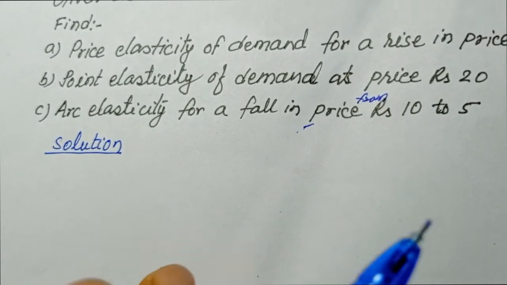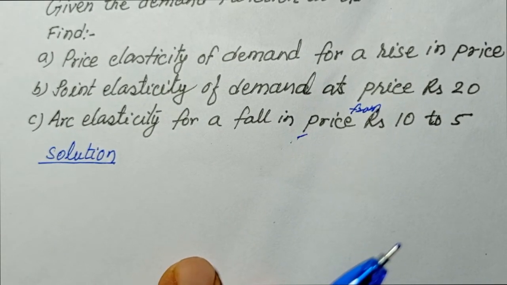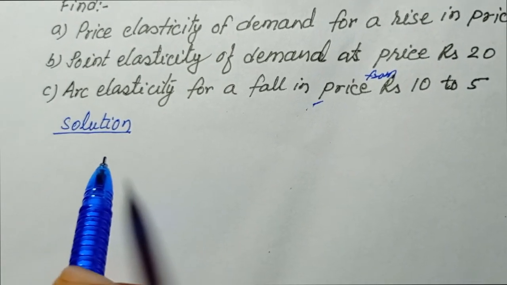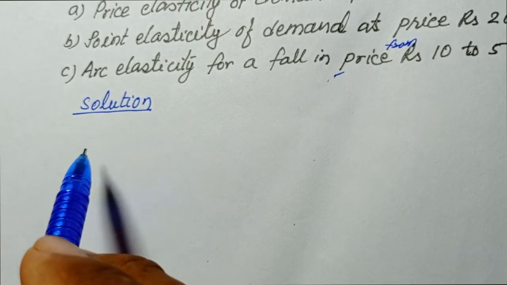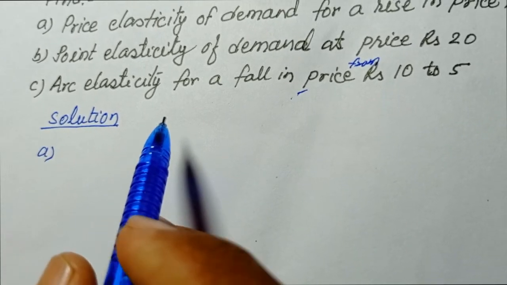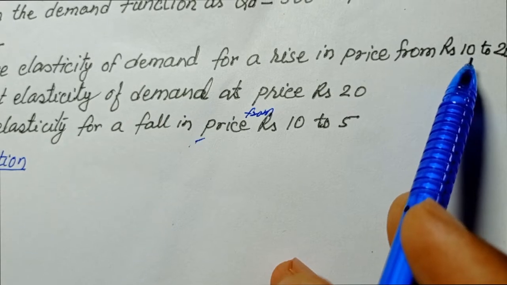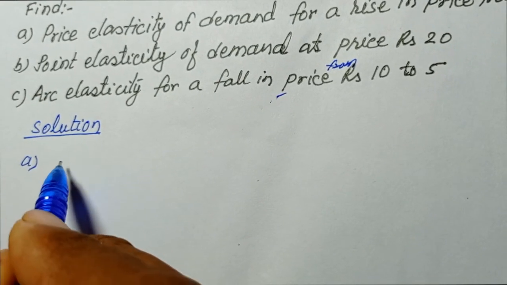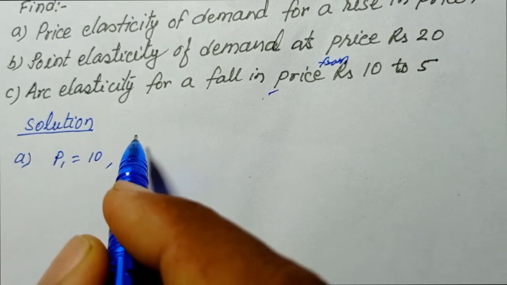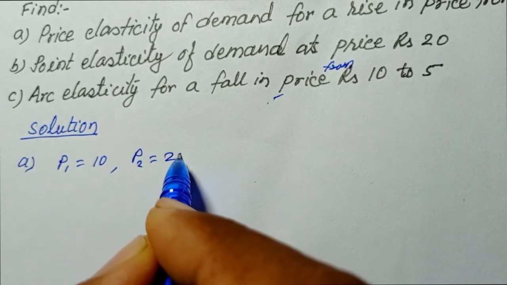And how this type of question is solved when it is asked in the examination, I'm going to give you some ideas here. Solution. Number A, you should find out price elasticity of demand when the price rises from 10 to 20. It means initial price P1 is equal to 10, and new price P2 is equal to 20.